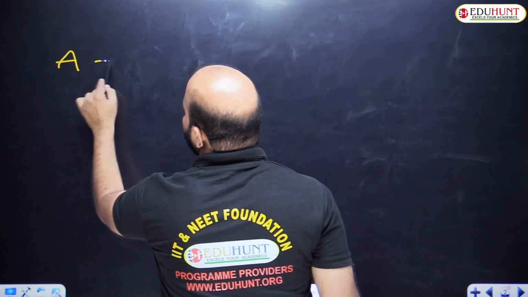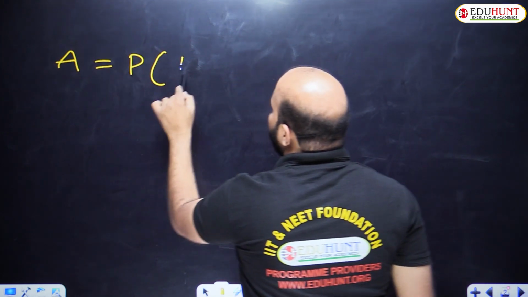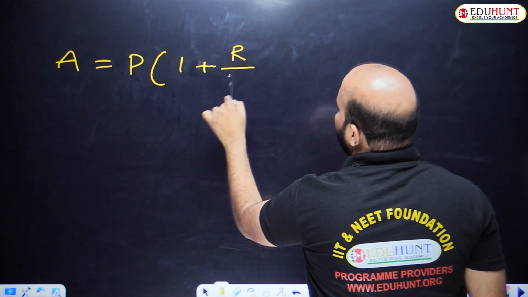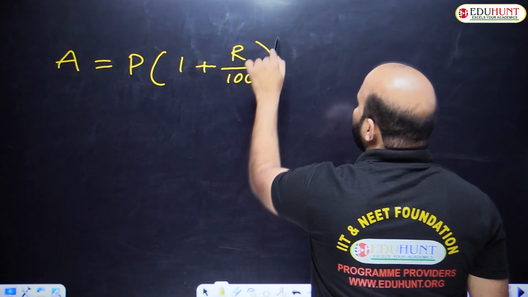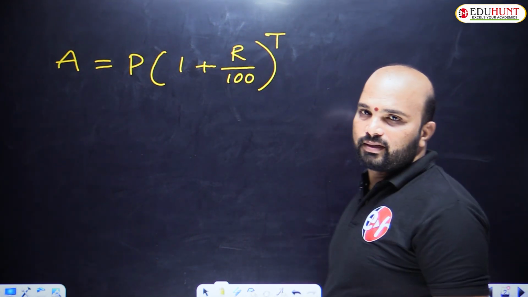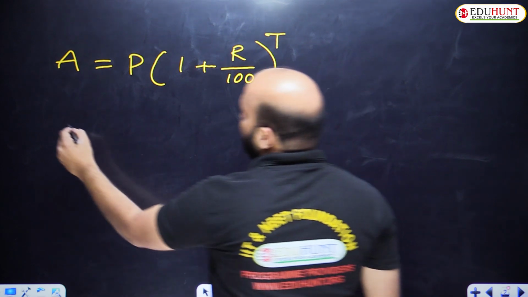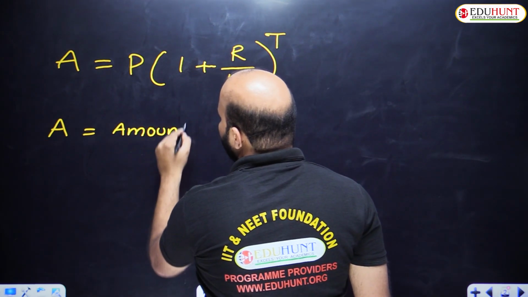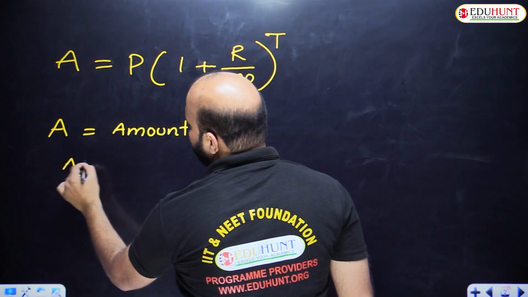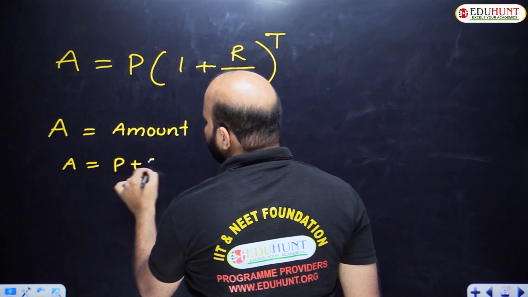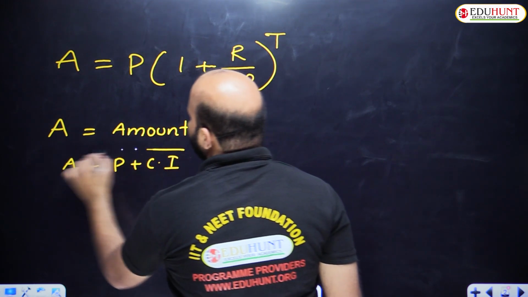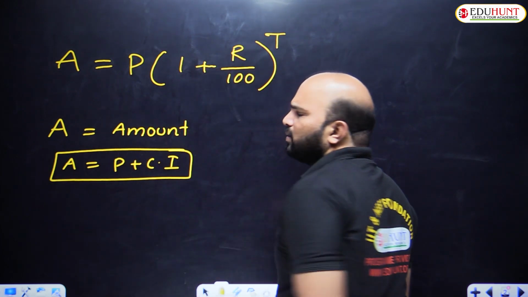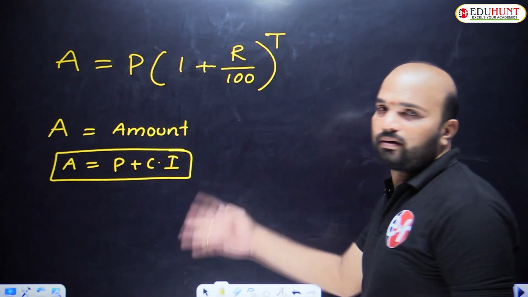Actually this is the formula: A equals P into (1 plus R by 100) whole power T. This is the compound interest amount formula. Here A stands for amount. Amount contains two values: principal plus interest. But here, which type of interest? Compound interest. This is the amount formula: principal plus compound interest is called amount.